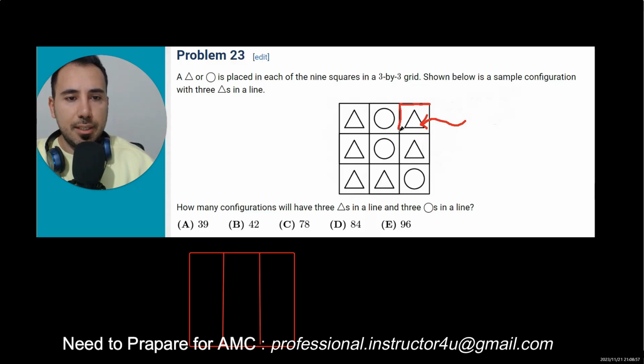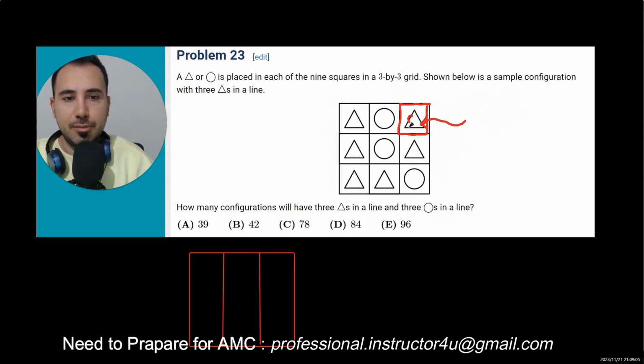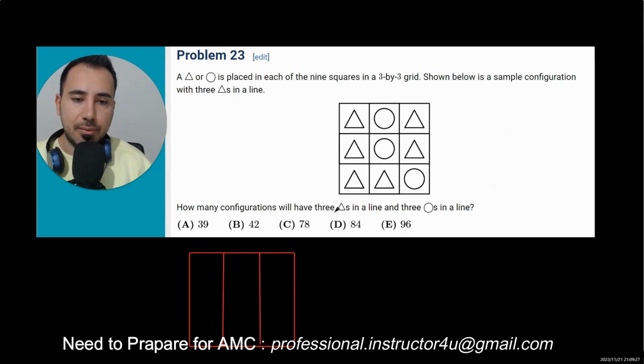Each of these is small. You put either a triangle or an O, like a circle. So 2 for here, 2 for here, 2 for here. So we will get a total of 2 times 2 times 2, 2 to the power of 9. That's the total number of ways you can do it. But let's see what the question wants. How many configurations will have 3 triangles in a line and 3 circles or O's in another line?